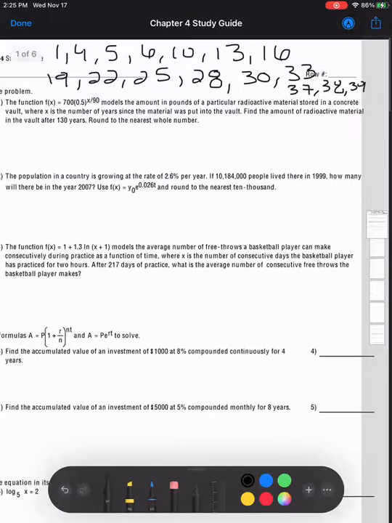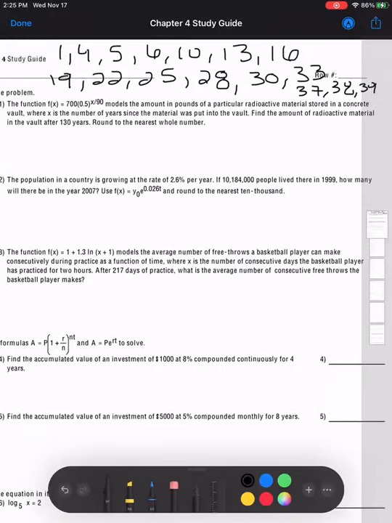Okay, so let's go ahead and start with number 1. Number 1 says the function f of x equals 700 times 0.5 to the power of x over 9 models the amount in pounds of a particular radioactive material stored in a concrete vault, where x is the number of years since the material was put into the vault. Find the amount of radioactive material in the vault after 130 years.